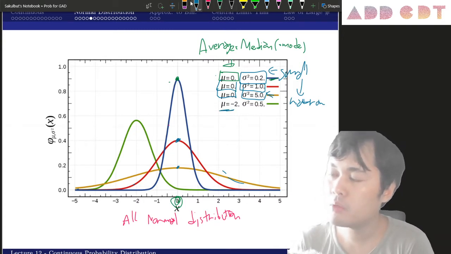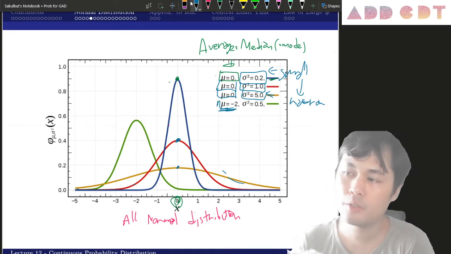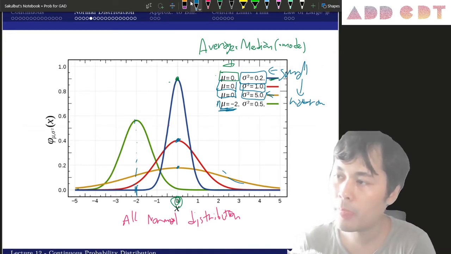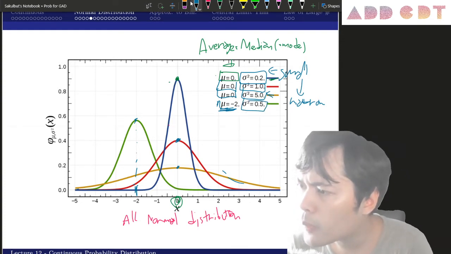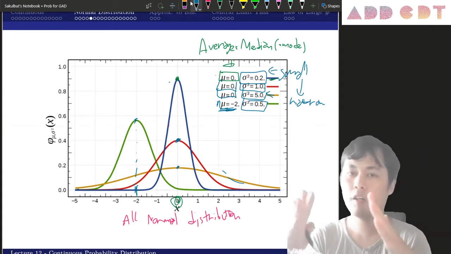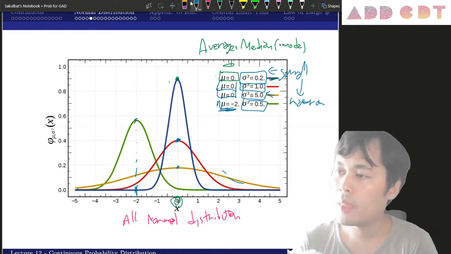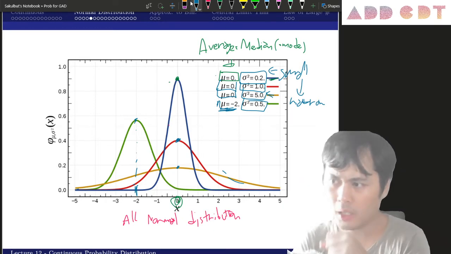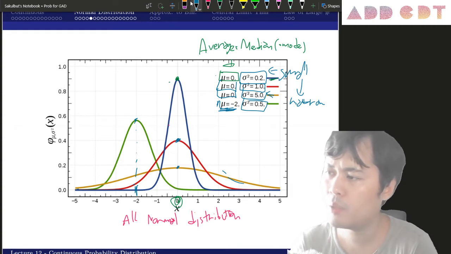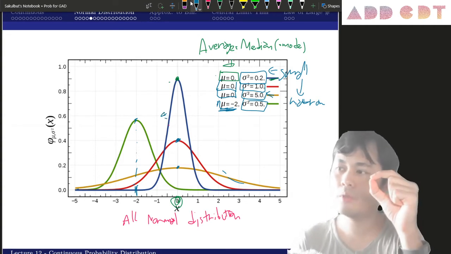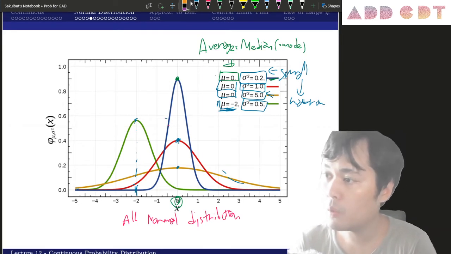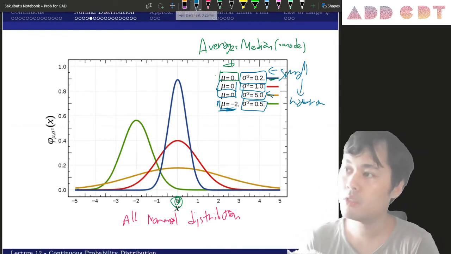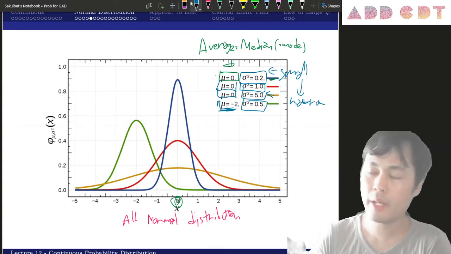For the green one, mu is minus 2, that means the center is minus 2. And when the sigma is 0.5, it means that the curve is narrow. But look at how narrow or how wide the curve is between the blue one, which is 0.2, and the red one, which is 1. So that works out. All these curves are normal distributions that can be computed by using the previous formula.